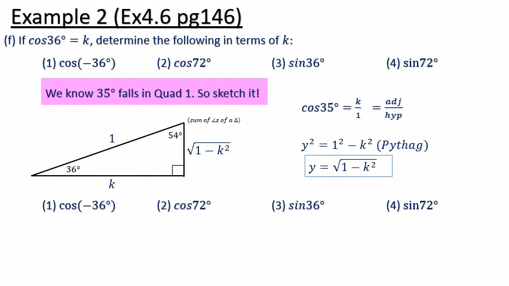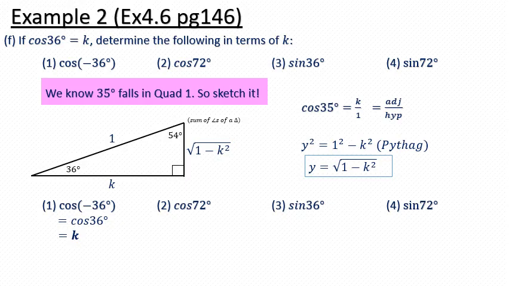Number 1, cos of negative 36. Using our reduction formulae, we can convert negative 36. It's in quadrant 4. So cos of negative 36, we must realize is actually just the same as saying cos of 36, which was given to us in the question as k. Chuff chuff, that's just done, easy peasy.